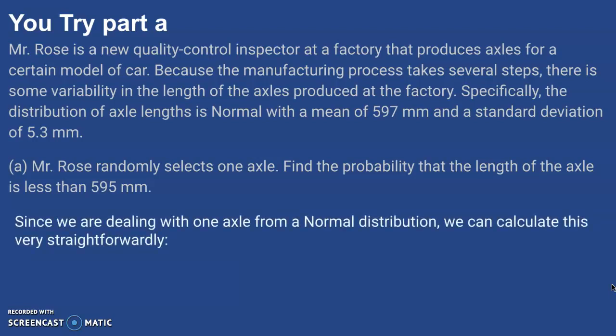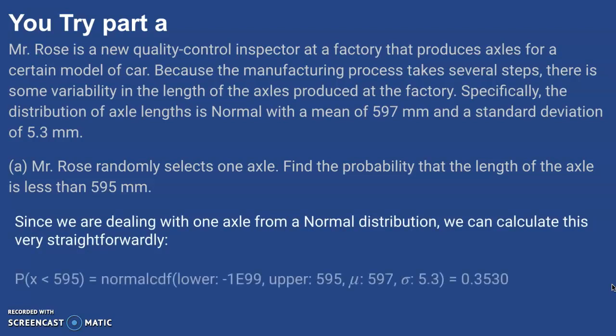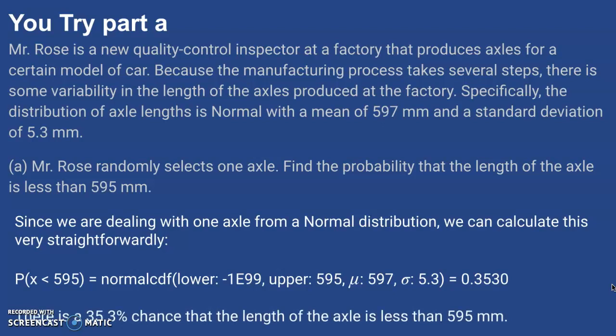All right, well, since we're dealing with one axle from a normal distribution, we can calculate this pretty straightforwardly. The probability that x is less than 595 is just normal CDF. Lower bound of something really small, upper bound at 595, the mean is 597, and the standard deviation is 5.3. That gives 0.3530. In other words, there's a 35.3% chance that the length of the axle is less than 595 millimeters.